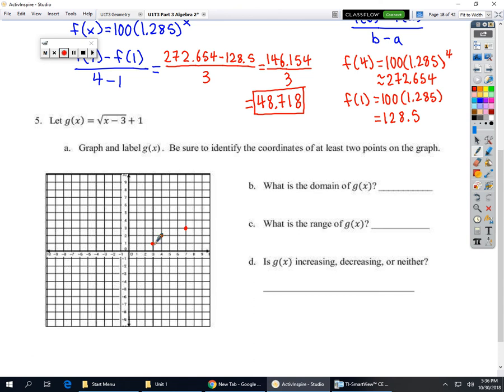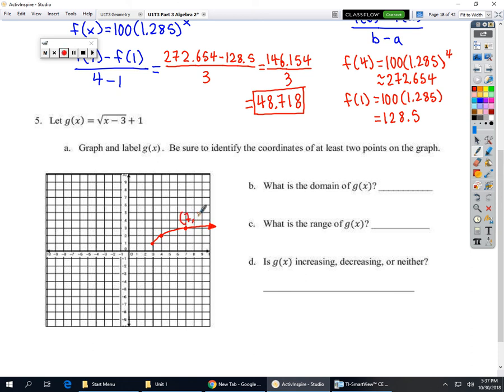And it would go this way. Remember, the graph doesn't exist for the number 3, so don't put any arrows here. Nothing should go here. Right? Graph and label. Be sure to identify the coordinates of at least 2 points on the graph. Right? So why don't you just label all of them?